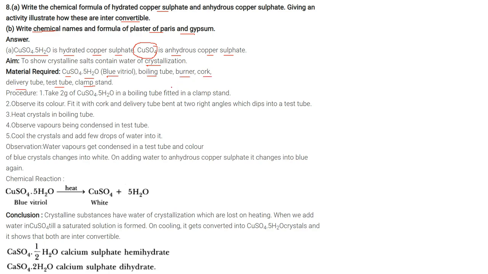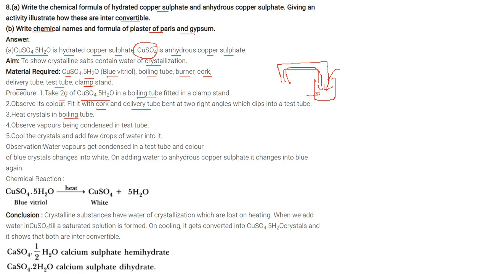So what will be the procedure? Take some grams of CuSO4.5H2O in a boiling tube which is fitted on the clamp stand. Observe its color. Then fit it with a cork and a delivery tube that is bent at two right angles, which dips into a test tube. Heat the crystals in the boiling tube. Observe the vapor being condensed in the test tube. Cool the crystals and add a few drops of water to them.